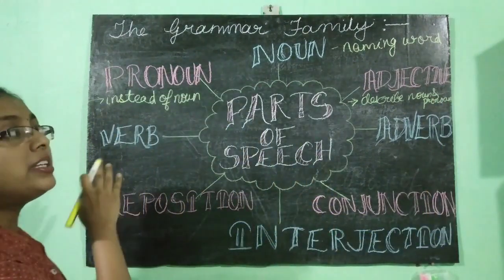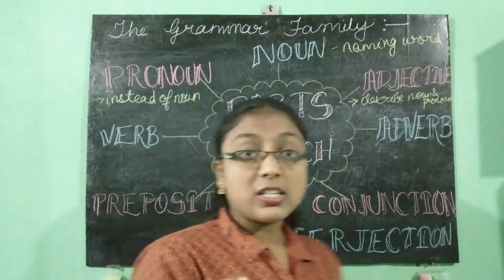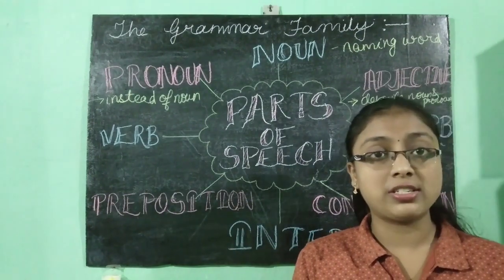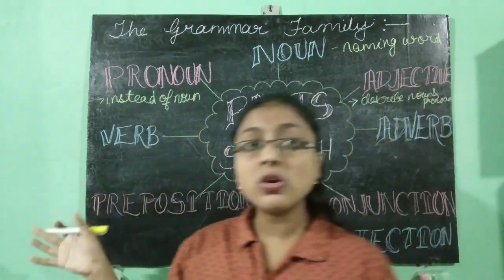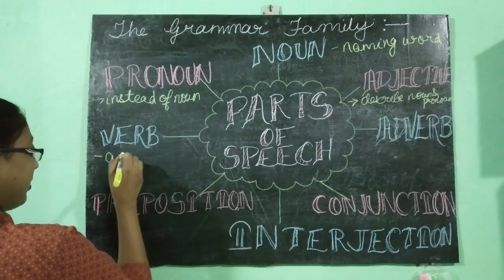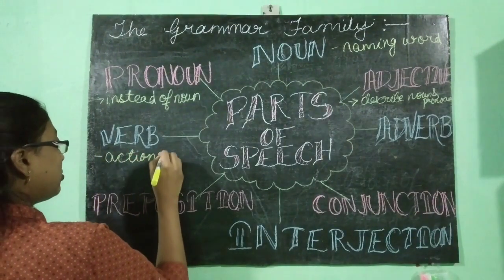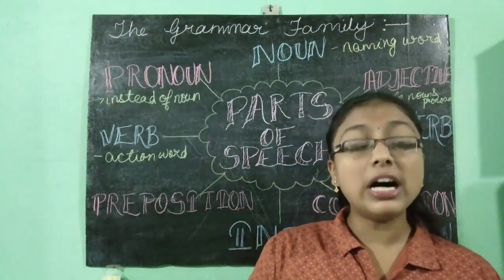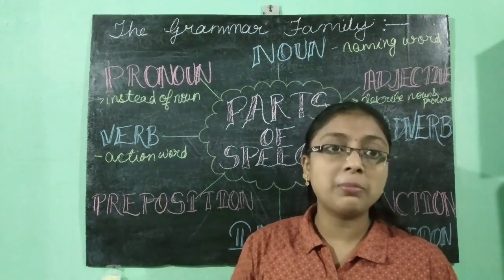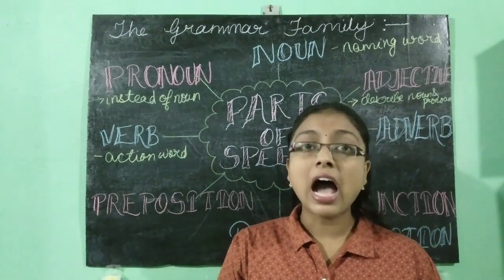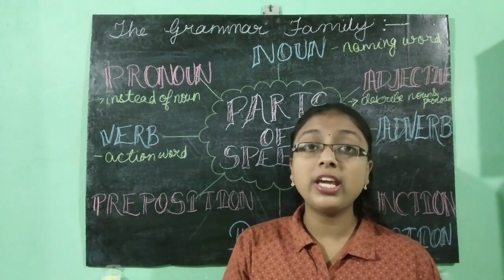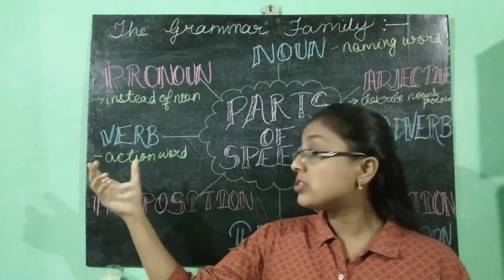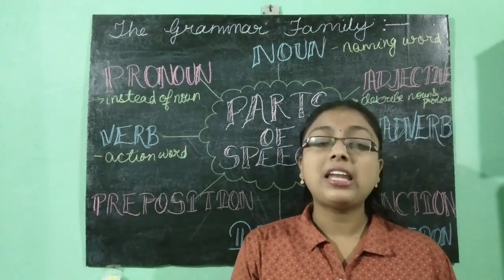Let's move on to the next one, that is verb. As we saw in the story, verb was doing all the actions, isn't it? So verb is also known as the action word, because all the works that are done are represented by verb. Like, I am studying. So here studying is a verb. And what is studying? According to parts of speech, studying is verb.